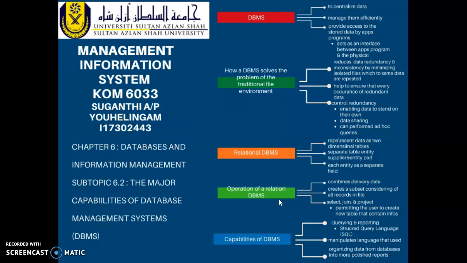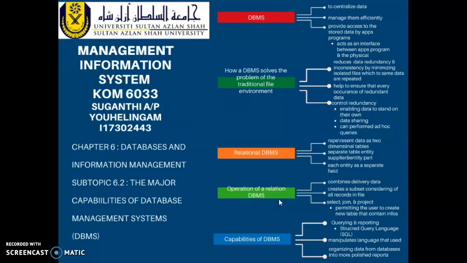In a relational database, three basic operations are used to develop a useful set of data: first, select, second, join, and third, project. The select operation creates a subset consisting of all the records in the file that meet stated criteria. Select creates a subset of rows that meet certain criteria.